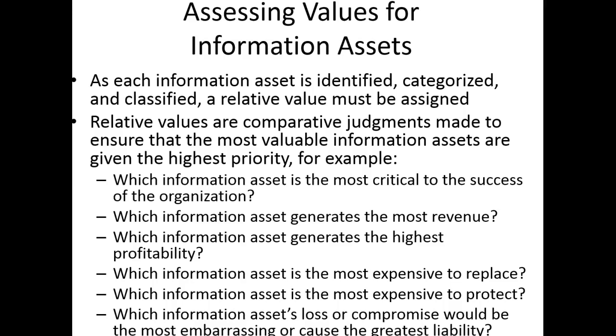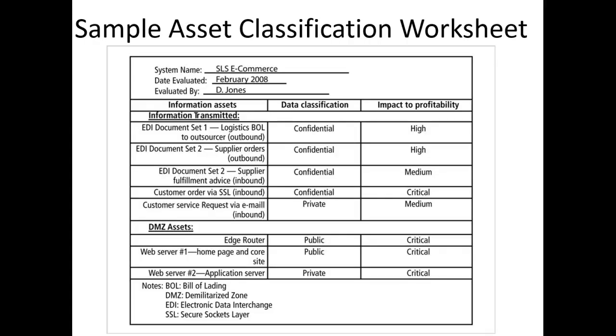or which information asset can generate the most revenue, or which can generate the highest profitability, or which information asset is the most expensive to replace, and which information asset is most expensive to protect. Also, which information asset's loss or compromise would be the most embarrassing or cause the greatest liability for the company. This is a sample asset classification worksheet which can be used to collect the answers to the list of questions for later analysis. We may also need to identify and add other institution-specific questions to the evaluation process.